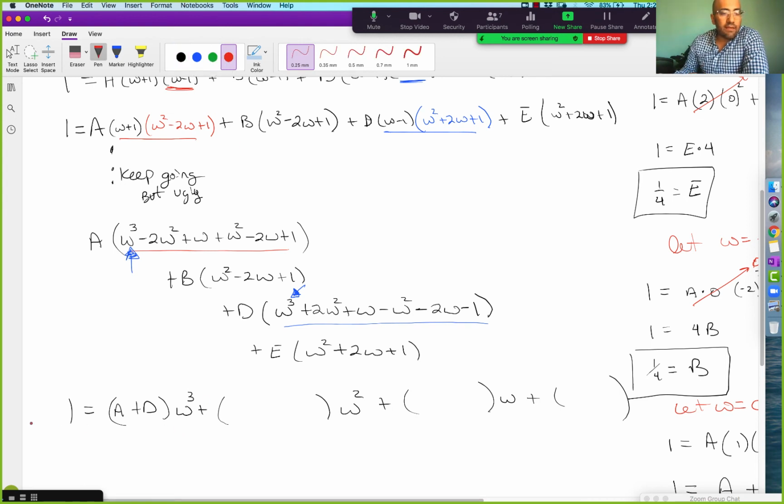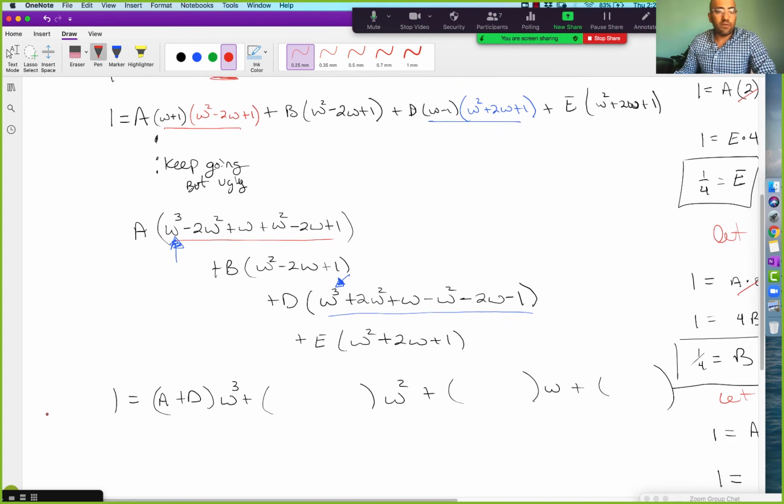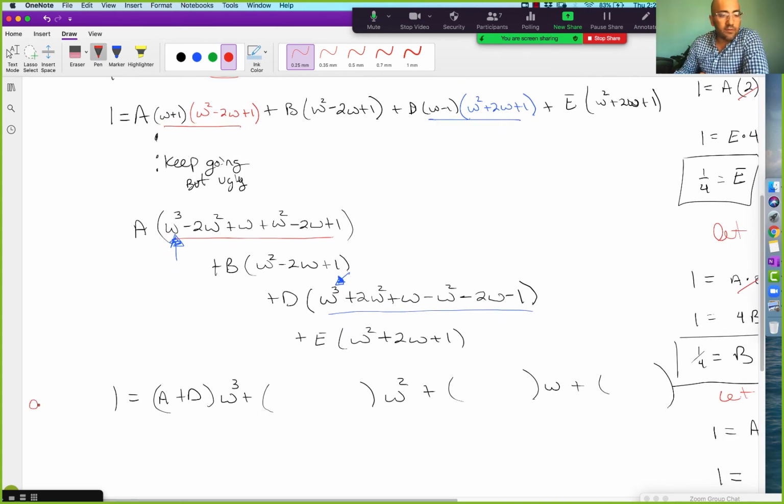And then looking on the left-hand side, remember that because there is no powers of w on the left-hand side, that must mean that there is a 0 w cubed over there. And there's a 0 w squared there. And there's a 0 w plus 1. Good. Questions?